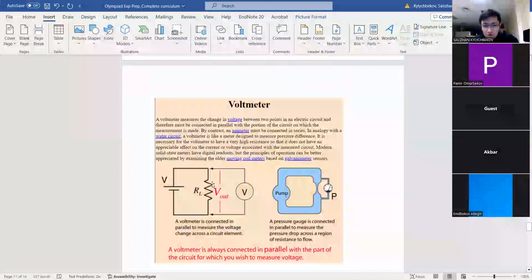To measure with a voltmeter, it must be connected in parallel. Why? Because you just want to measure voltage and you don't want current to flow through it. So the resistance of the voltmeter is almost infinite. You don't want any current to go through this. If its resistance were small, the current would split and change at that point. You basically change the circuit, and you don't want that.